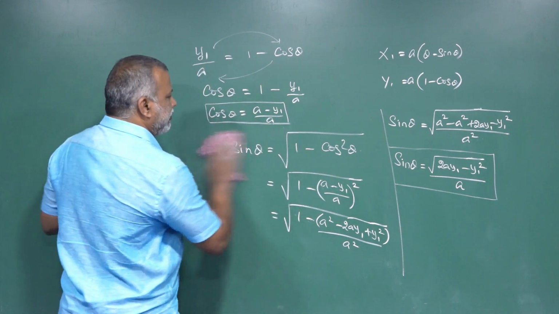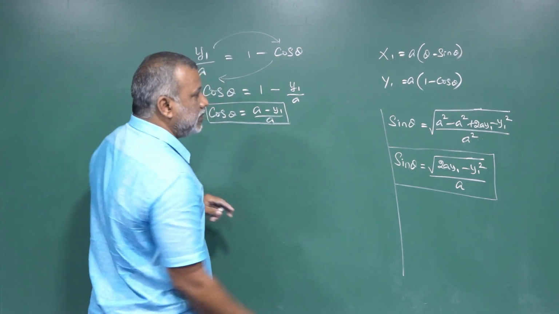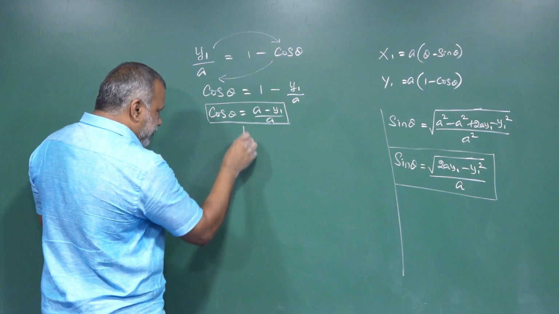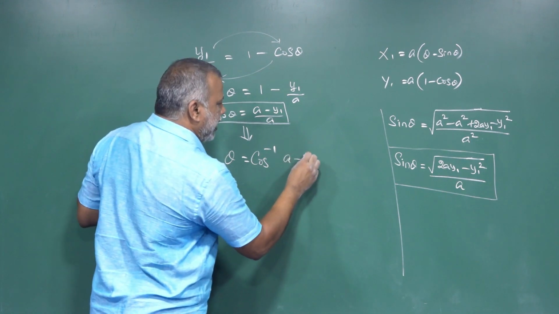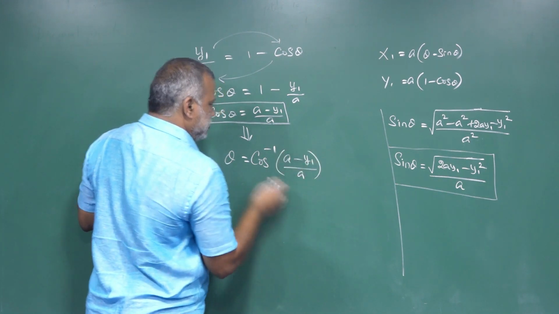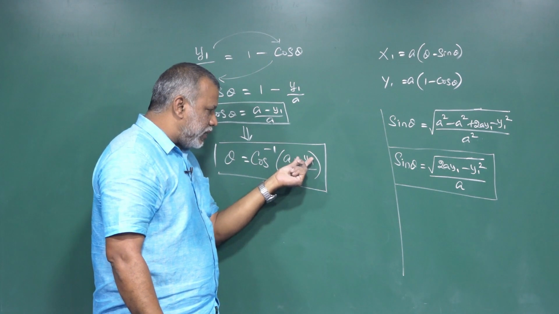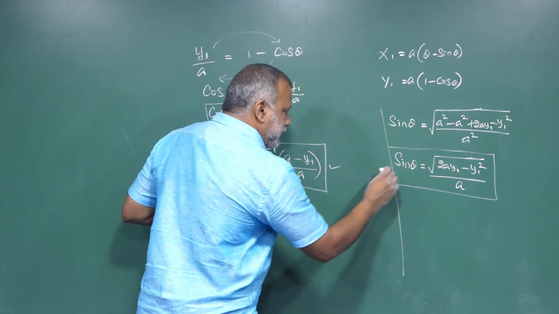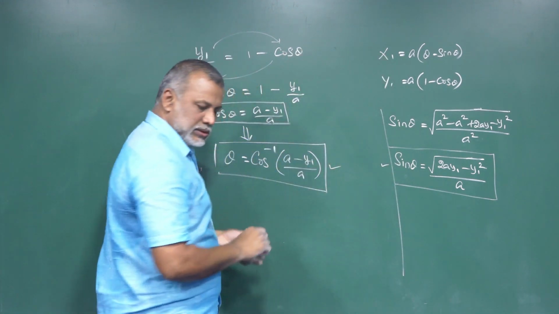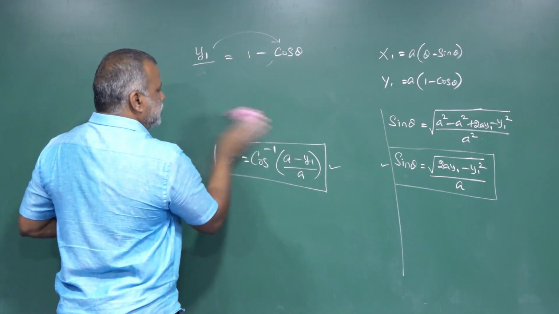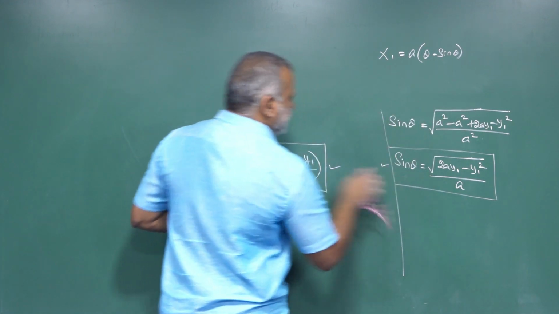Now listen, we already found the value of cos theta. In this first result, we need theta. Therefore, from this, theta equals cos inverse of (a minus y1) divided by a. So I have to substitute these two values, sin theta and theta, in equation number 1.